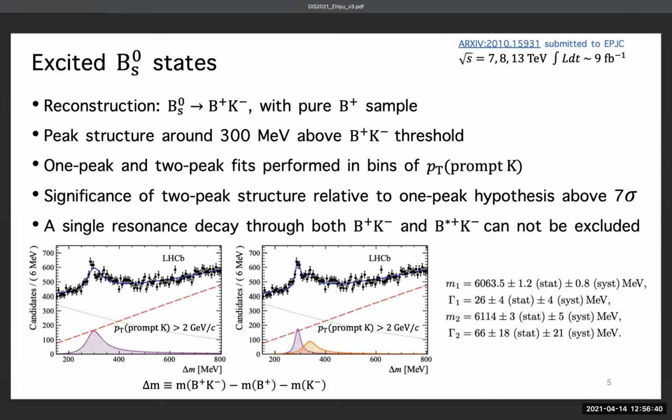Based on a high purity B+ sample using the B+ and prompt kaon decay mode, we see a peak structure around 300 MeV above the BK threshold. We tried 1 peak and 2 peak fits in pT bins of the prompt kaon. The significance of the 2 peak structure relative to the 1 peak hypothesis is above 7 sigma. We found the central mass values of these 2 peaks are 6163 and 6114 MeV. Of course, a single resonance which can decay through both BK and B*K channels cannot be excluded.